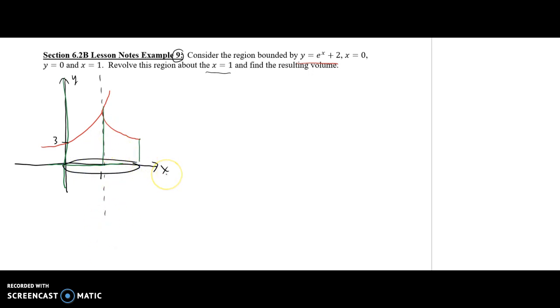This is actually a solid here. Kind of looks like a top maybe. This is a cylinder down here, and then this is a curved tip, a point, maybe like the top of a pencil or something. Now, in order to slice this, we're going to have to slice it with the dy.